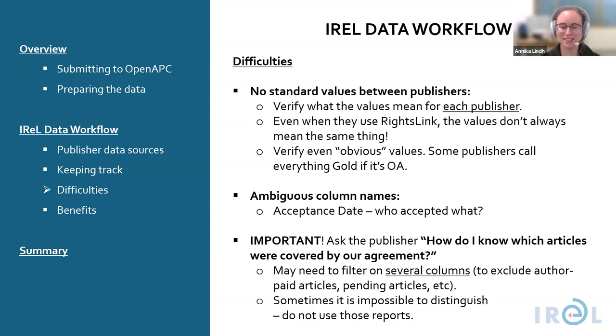Sometimes it's not possible to distinguish as the publisher. I know Sage has a very strange dashboard where our agreement is marked on every article, but it turned out that doesn't mean they actually went through the agreement. If you come across that situation, you unfortunately can't use those reports because you'd be sending incorrect information. So then you'll have to ask them to send a manual report to you in some way.